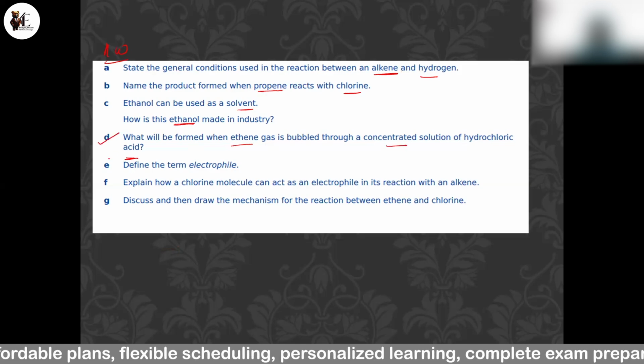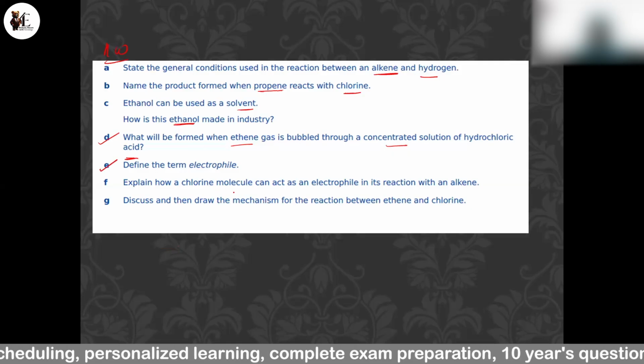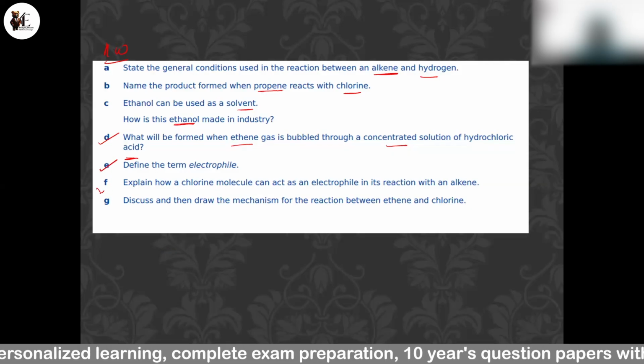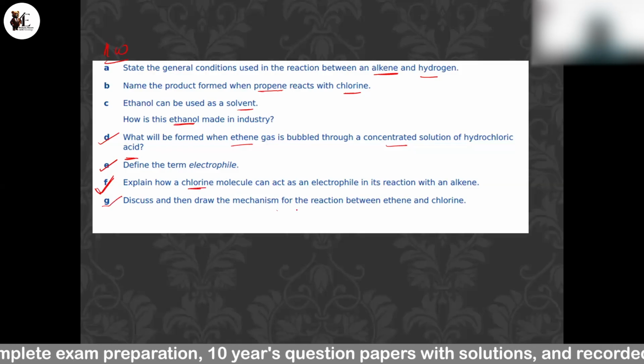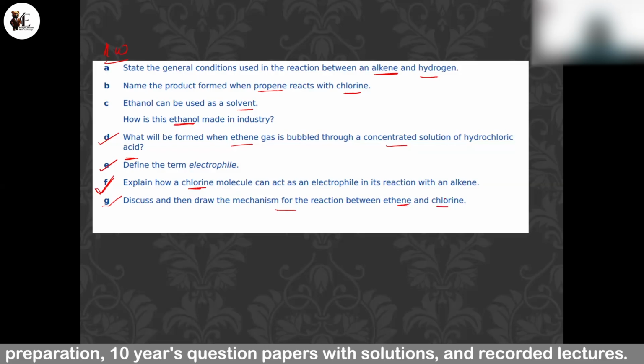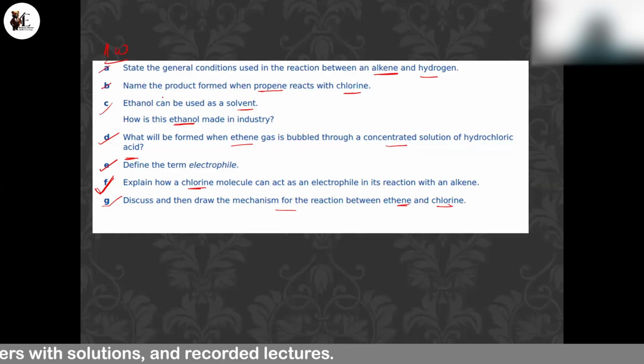This also we have done. Electrophile you can define. Explain how a chlorine molecule can act as an electrophile. Okay, as I have explained for bromine, same happens for chlorine. Discuss and then draw the mechanism of the reaction between ethene and chlorine, basically between alkene and halogens. Addition reaction I have explained, so I think you can answer all these questions.